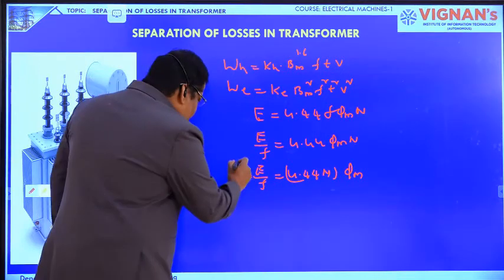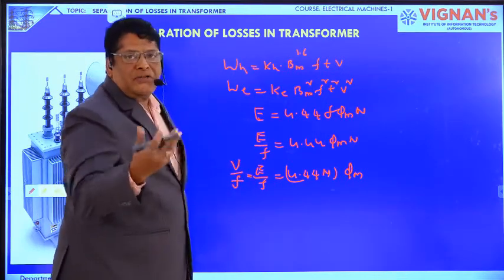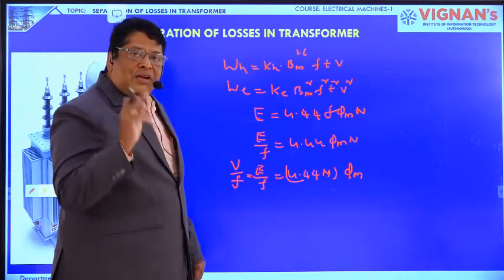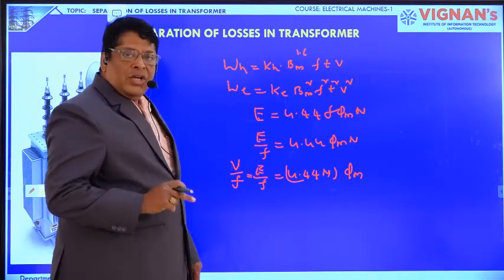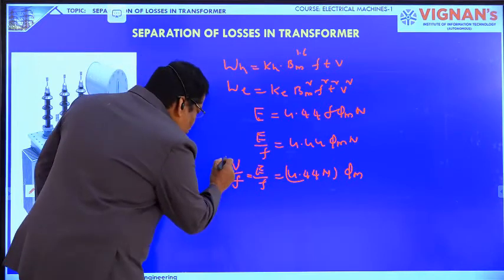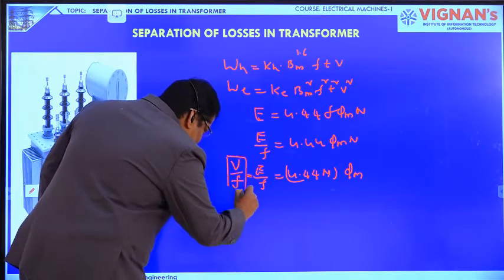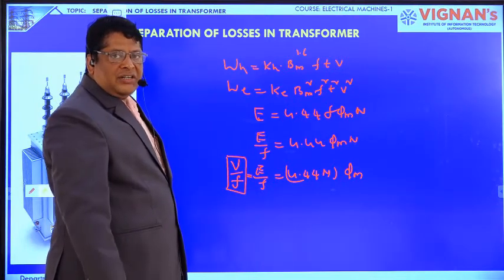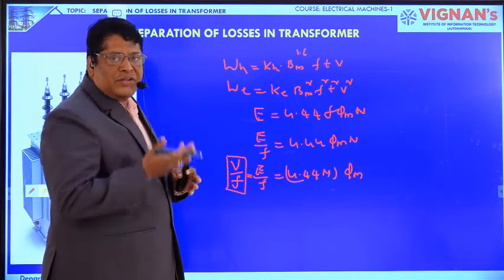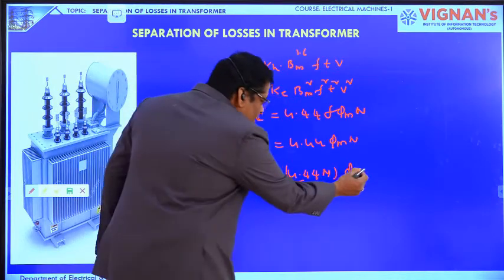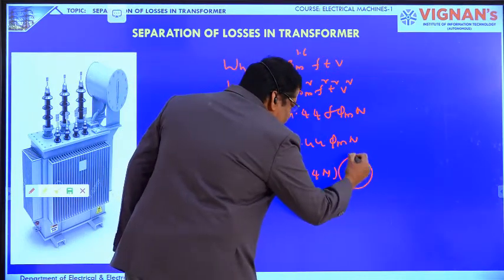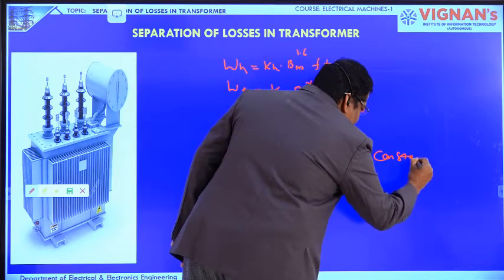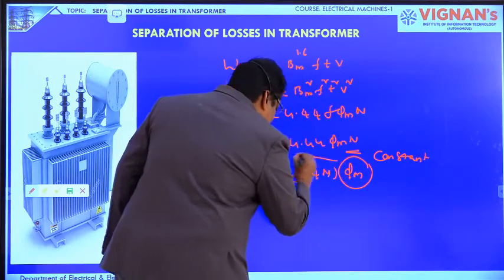What is V? The voltage which is applied to the transformer. F is the frequency of this voltage. If we maintain these two quantities constant, that is, the ratio between the voltage and frequency is a constant, then the flux in the core is also constant, because the remaining terms are constant.